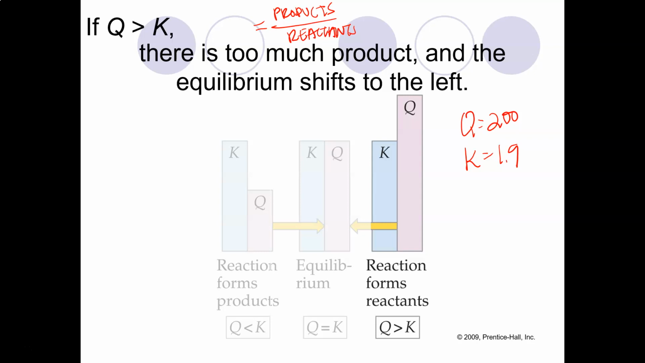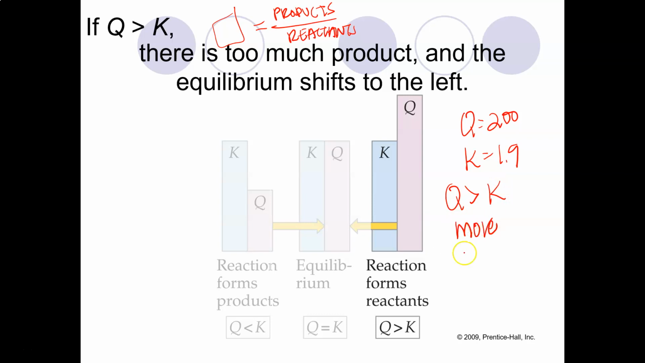Well, right now the constant is too big, right? It's 200 and we need to make it smaller. We need to make it go down to 1.9. So if we look at this ratio, if I want to make my answer smaller, which thing should I increase, the products or the reactants? So should I make the numerator bigger or the denominator bigger? Well, if I want to make my answer smaller, I should make the denominator bigger. I should divide by a bigger number to get my answer to be smaller. So if Q is greater than K, what that means is I need more reactants.